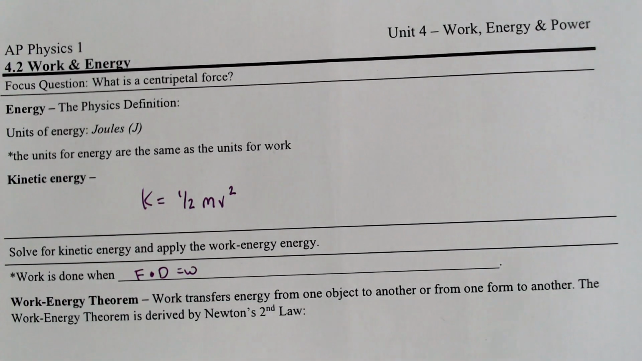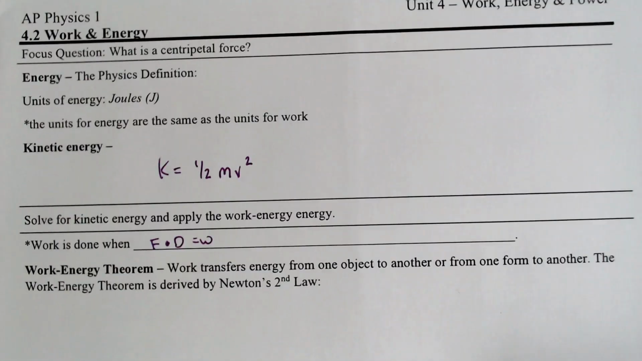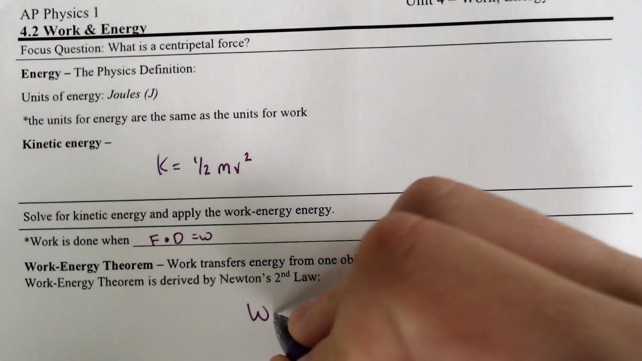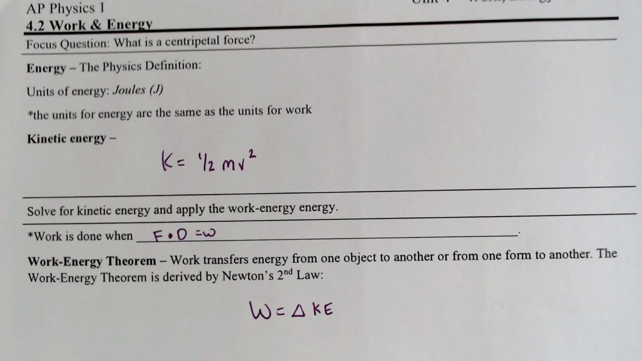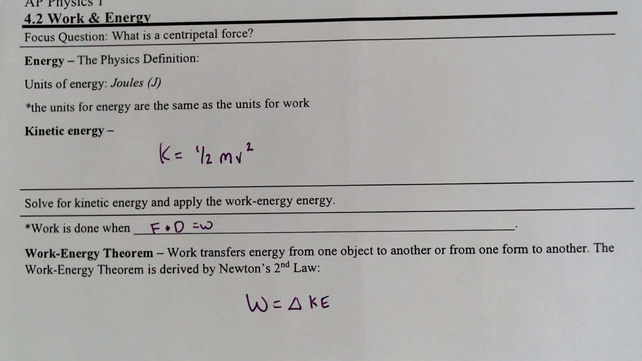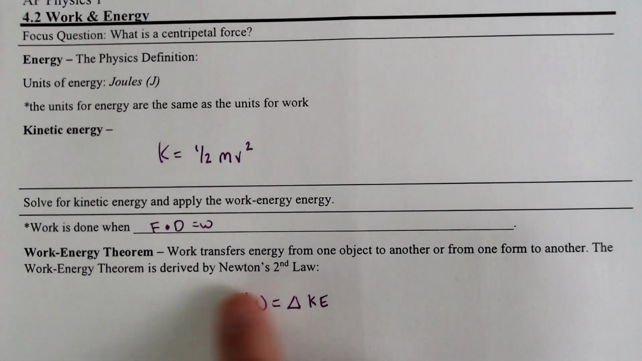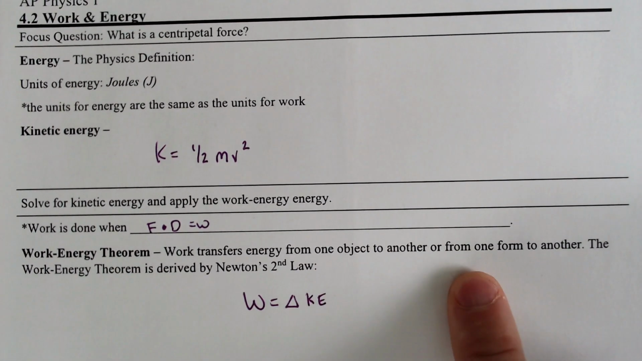So I'm going to say that again. If you convert energy in some way, work had to be accomplished in some way, shape, or form. So another way to think of work is the change in kinetic energy. Okay, so work can be the change in kinetic energy. Work transfers energy from one object to another.